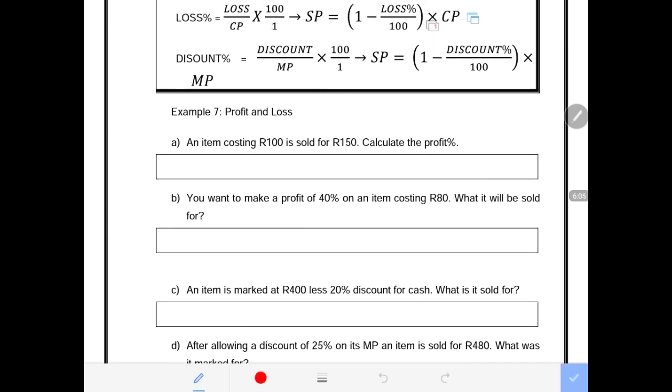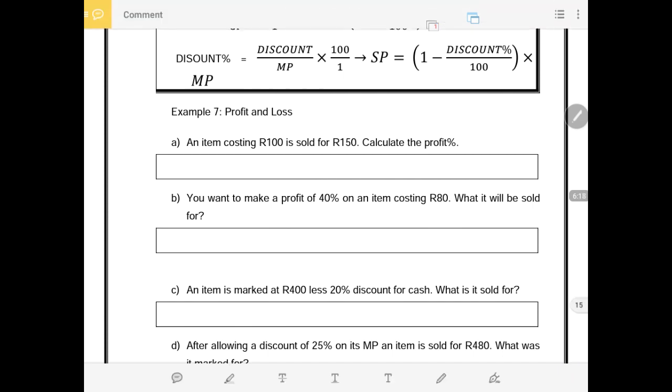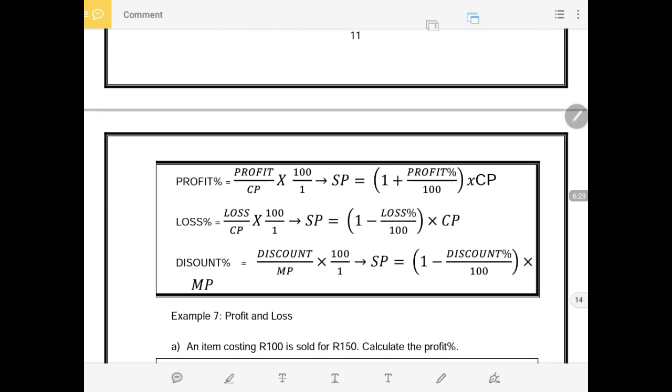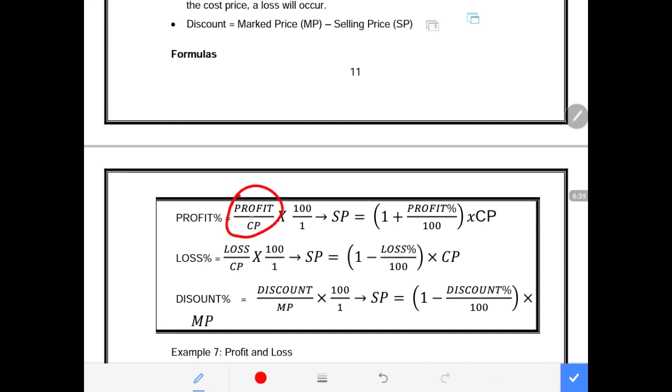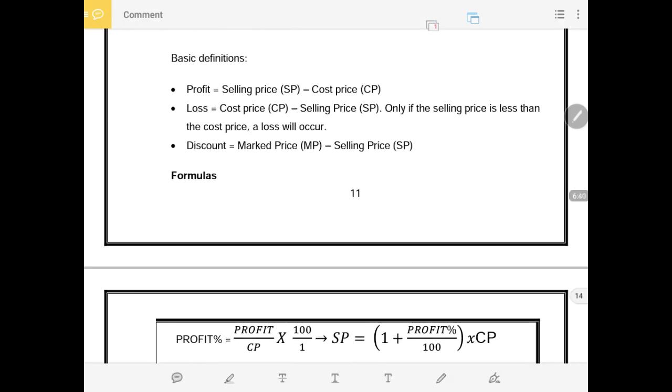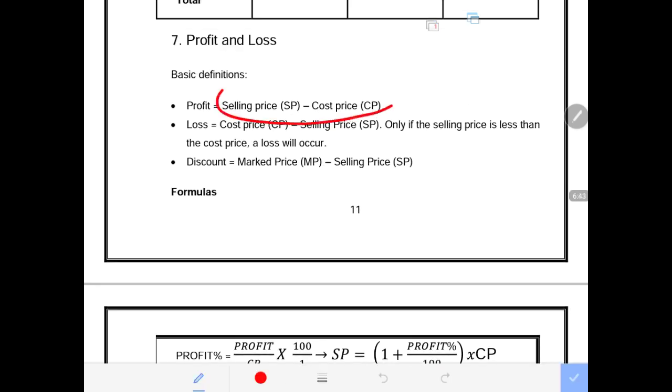Then we have example 7, which says an item costing 100 rand is sold for 150, and we are required to calculate the profit percentage. So now we need, no, it's not a profit, it is a profit percentage, yes. Then now we go to a profit percentage calculation. Profit percentage says the profit divided by cost price. How to calculate the profit? First of all, profit is equal to selling price minus the cost price.